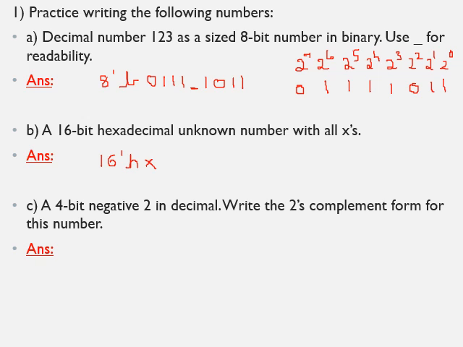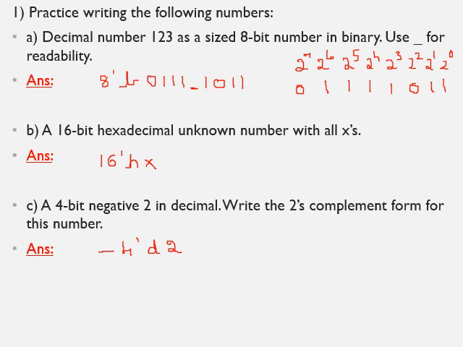Next one is a 4-bit negative 2 in decimal. And in addition, write the 2's complement form for this number. So remember, negative numbers always should be written with a negative sign at the beginning, not after the base. So it is a 4-bit number: 4 tick D, you have to write the number in decimal. So minus 2 in decimal, this is the correct representation of negative 2 in decimal. You cannot put the negative sign after this D.